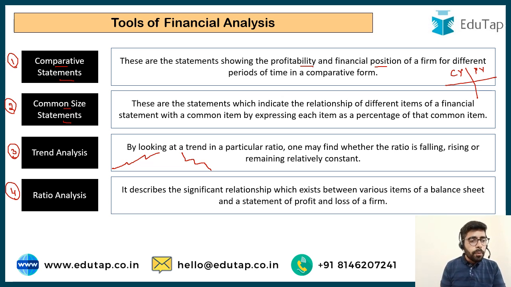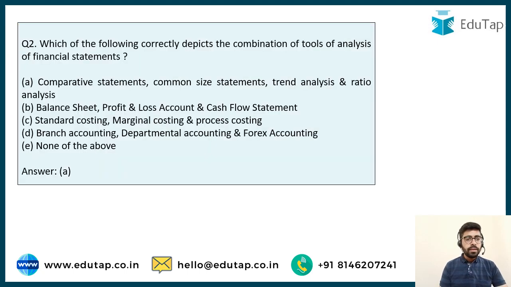And then there is a very important technique, ratio analysis. It is a very big topic in itself. There are different sorts of ratios. For example, one ratio is the current ratio, in which we take a look at the ratio of current assets to current liabilities. Different sorts of ratios are there from the balance sheet and from the statement of profit and loss. So this is again a very important tool for financial analysis. Now we can easily answer this question: the answer is option A, comparative statements, common size statements, trend analysis and ratio analysis. They are the important tools of the analysis of financial statements.